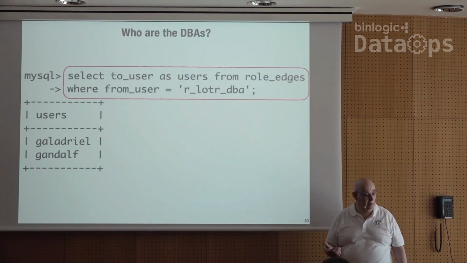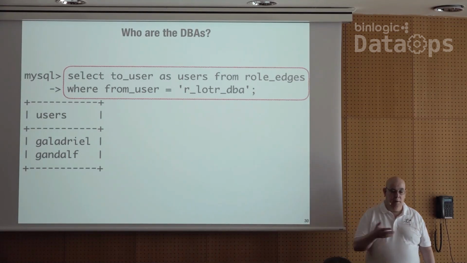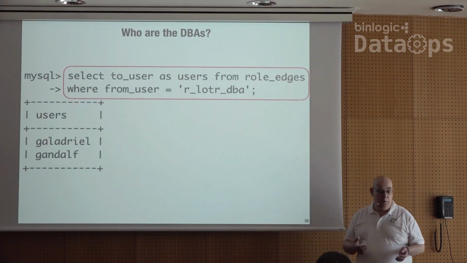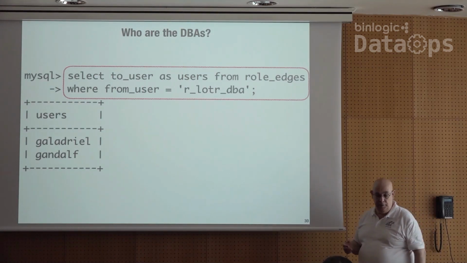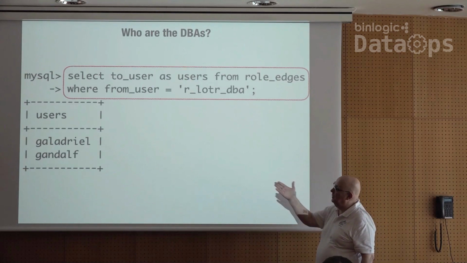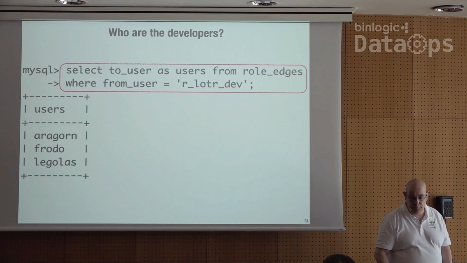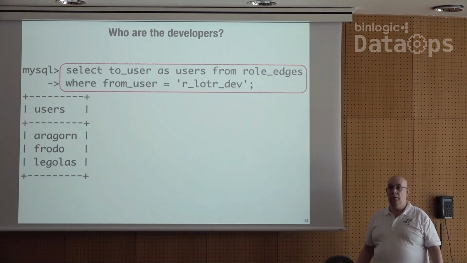And using these two tables, you can do several queries that are more interesting for a DBA. For example, you say, who has DBA powers? So you just say, select the column to users from role edges, where the name of the role contains DBA, and this gives you Galadriel and Gandalf. And using the same method, you get the list of the developers or the testers and so on.